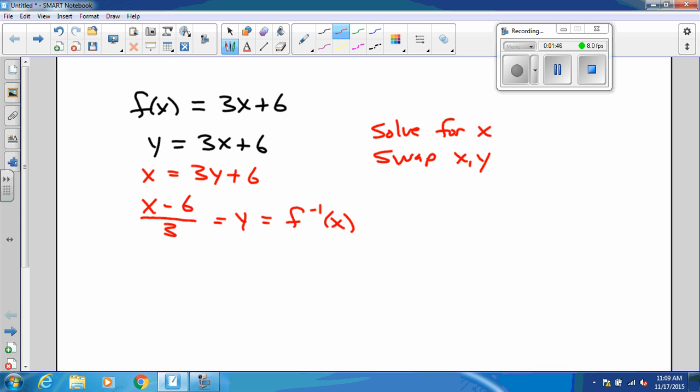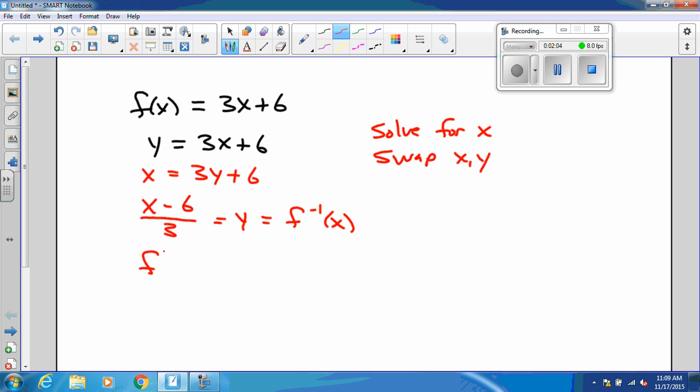I need to jump up and down and fuss a lot to emphasize that this is not a reciprocal. So if you told me that the inverse was 1 over 3x plus 6, you missed the whole point. Right, yeah.